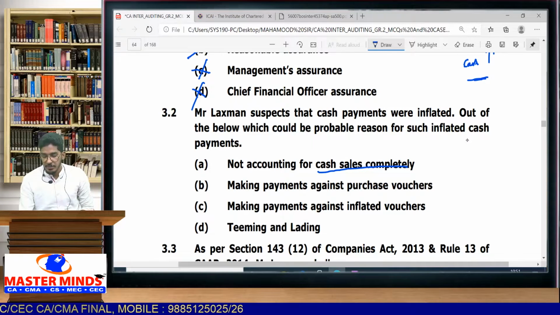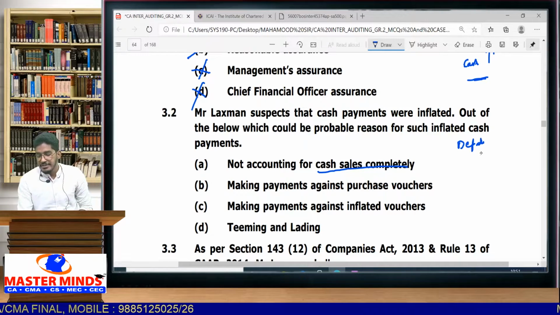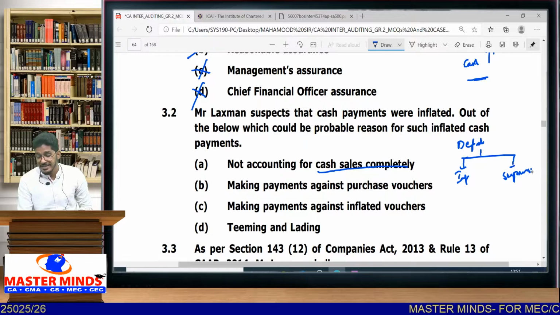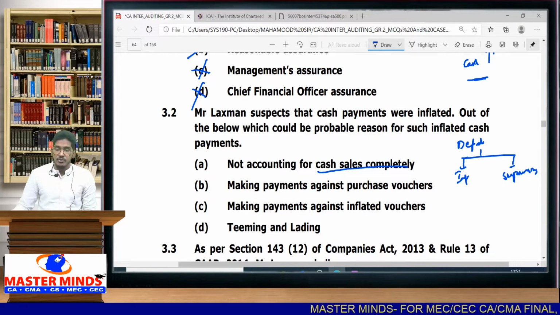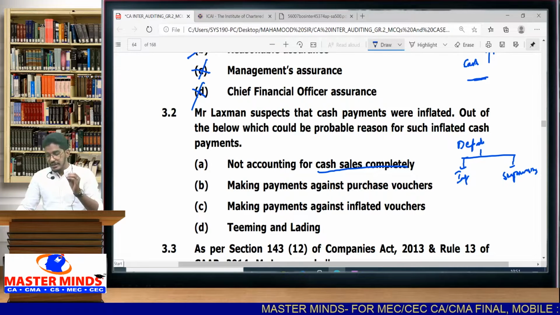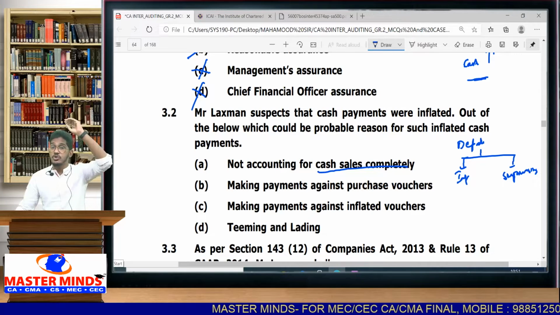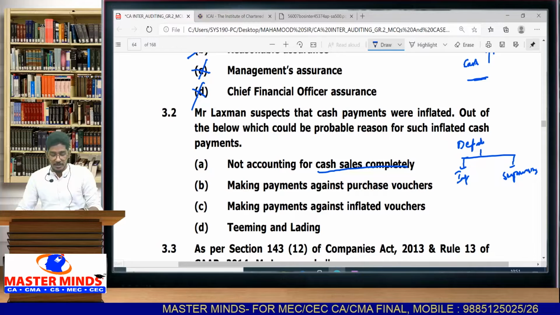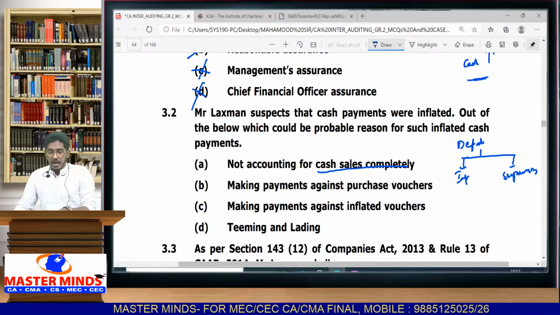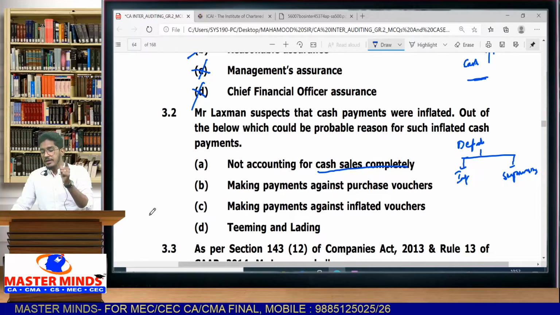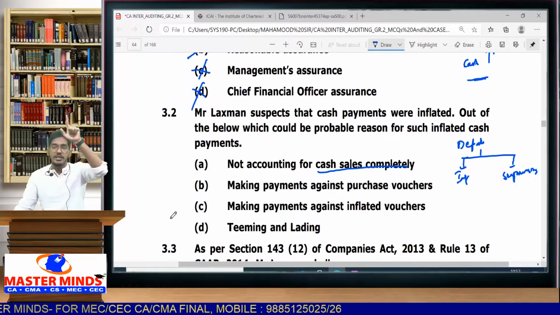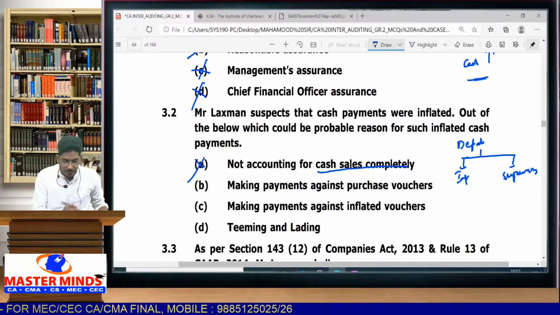So we have seen in the fraud reporting chapter, defalcation of cash can happen in 2 ways. One is either inflating cash payments or suppressing cash receipts, sorry. So in the question, below they have given a few techniques. Out of these techniques, which one will result in inflating the cash payment, showing higher cash payments? Option A they are telling, not accounting for cash sales. If you do not account for cash sales completely, that will result in suppressing cash receipts, not inflating cash payments. So option A is wrong.